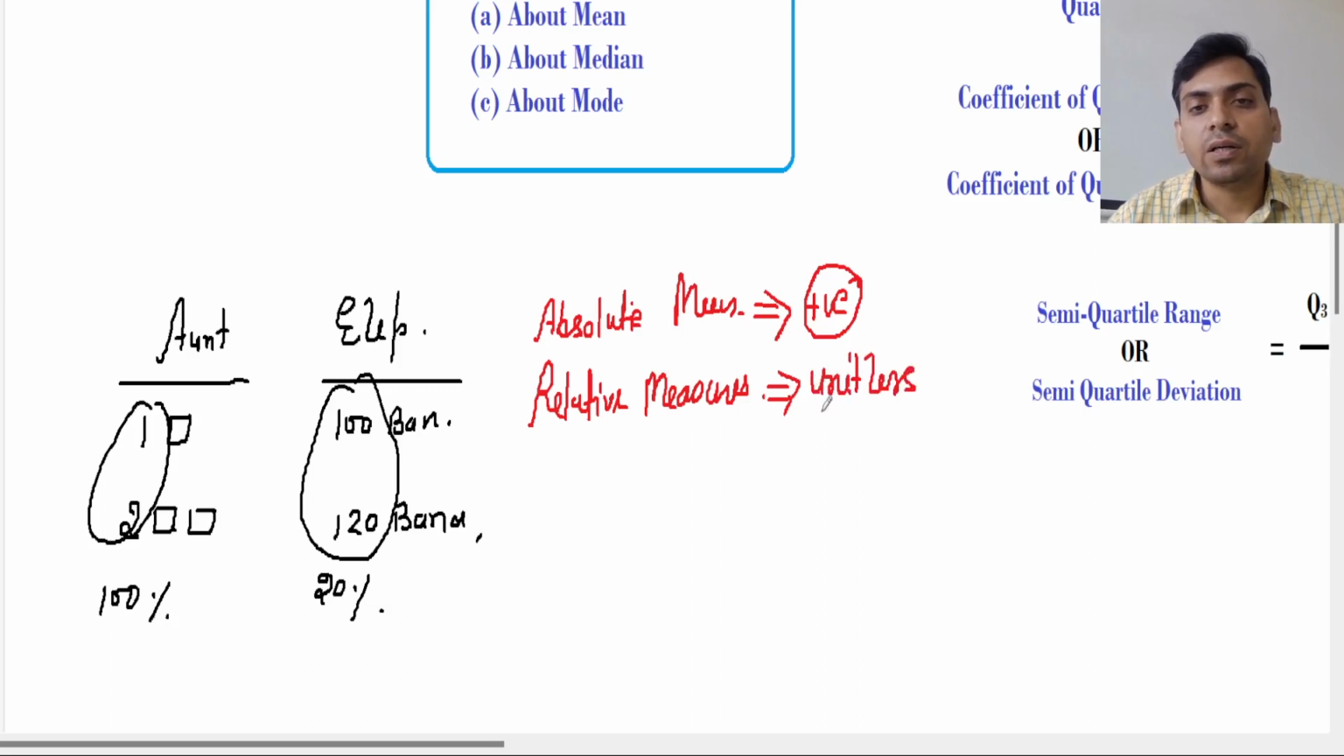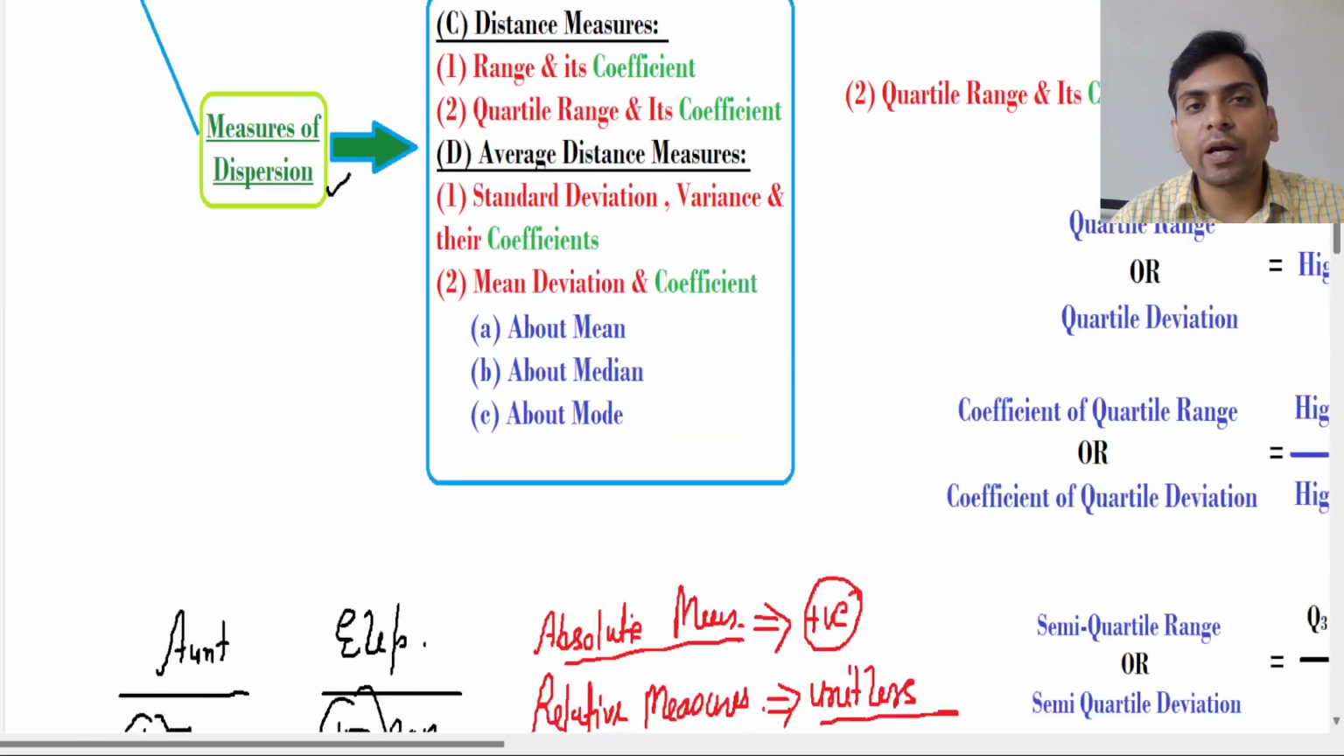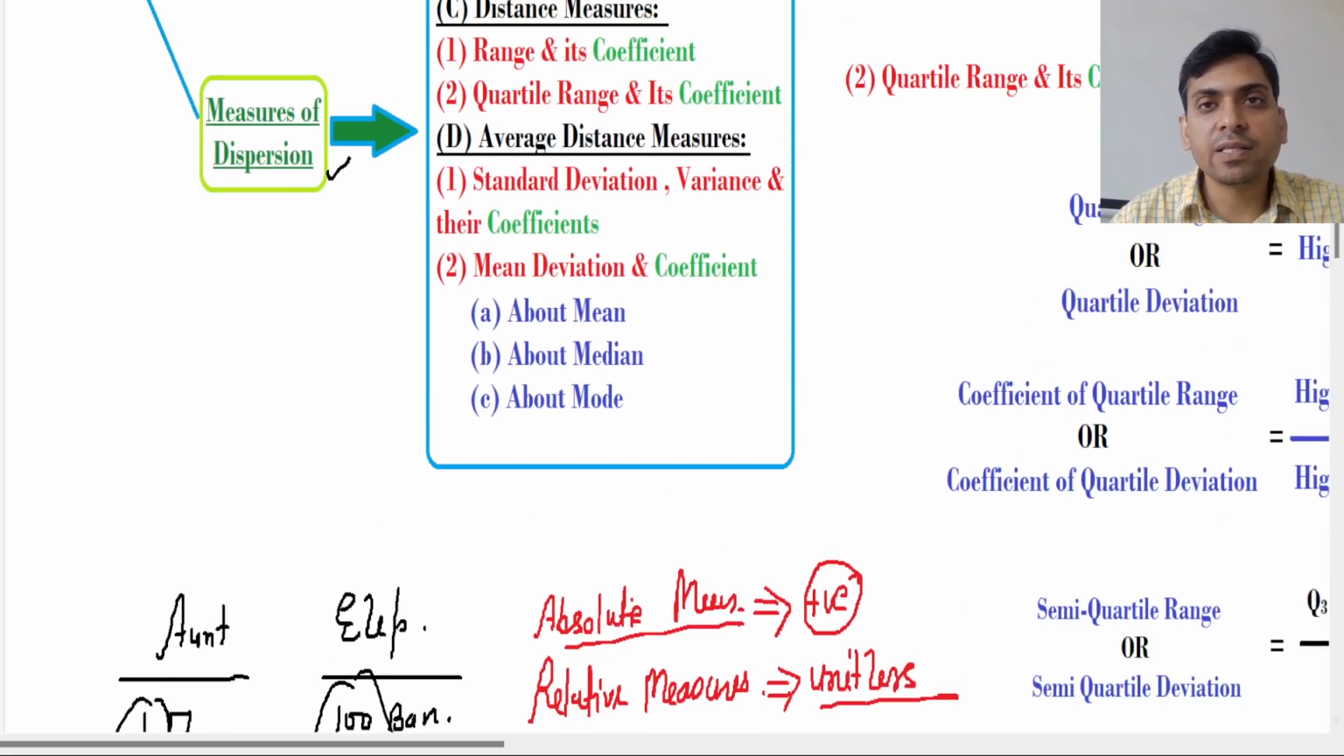This means absolute measures are divided by the same type of quantity, then you will get a relative measure. Just like you have a quantity of 5 meter and this 5 meter is divided by the same type of quantity, 2 meter, then you will get a unitless quantity 2.5. So these are considered as relative measures. So there are two categories. First is absolute measure and second is relative measure.